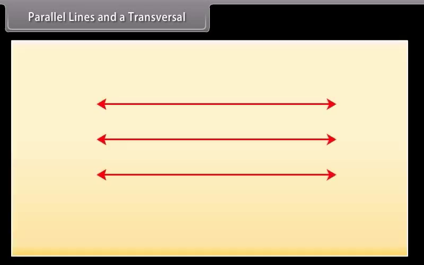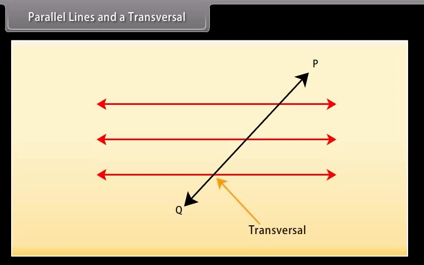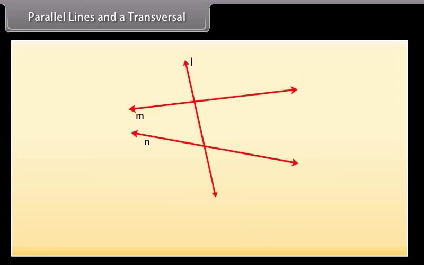Parallel lines and a transversal. Friends, we have studied that a line which intersects two or more lines at distinct points is called a transversal. Look at this figure. Here, line L intersects lines M and N at points P and Q respectively. Therefore, line L is a transversal for lines M and N.